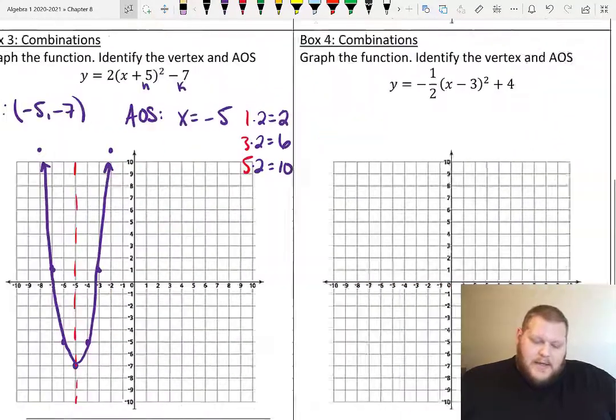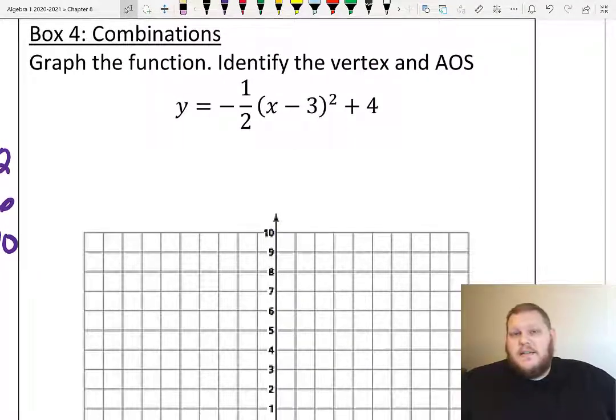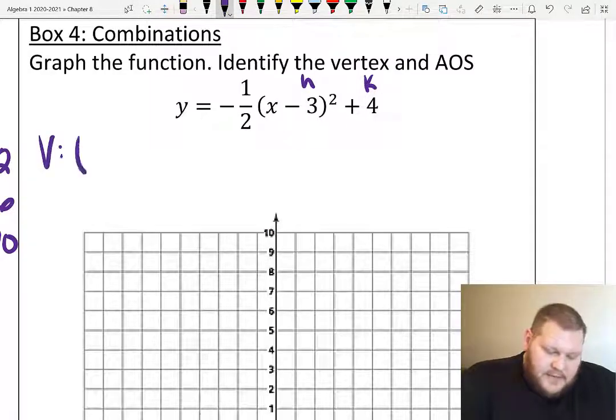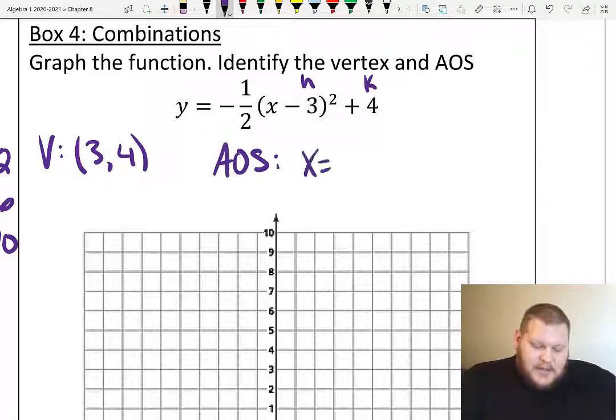All right, last one, box 4. So same exact instructions. Graph the function, identify the vertex and the AOS. So once again, here is my H, here is my K. So my vertex is always H comma K. We're back to it looking like subtraction, which means my H value is now going to be a positive 3, because 3 is what was subtracted from X in my formula. And then positive 4 is my K value because it was plus 4. So there's my vertex. My AOS is always just X equals the X value of my vertex.